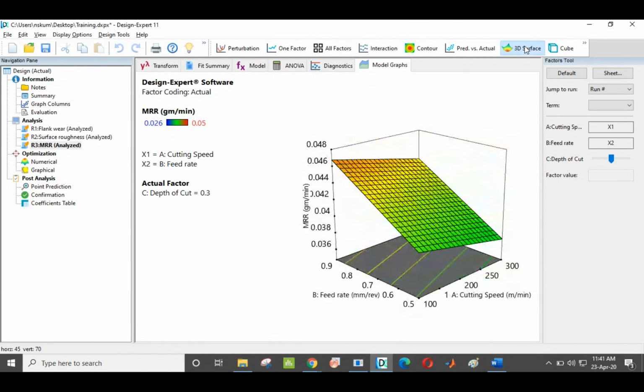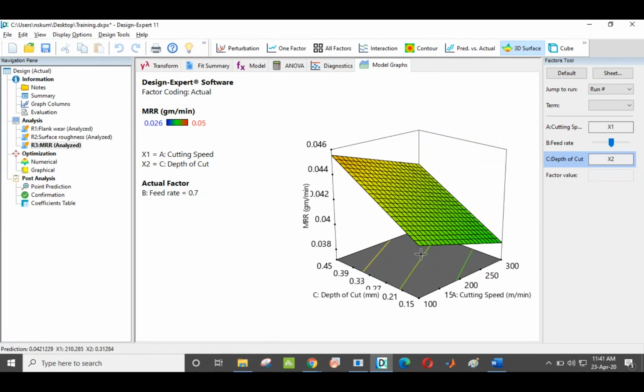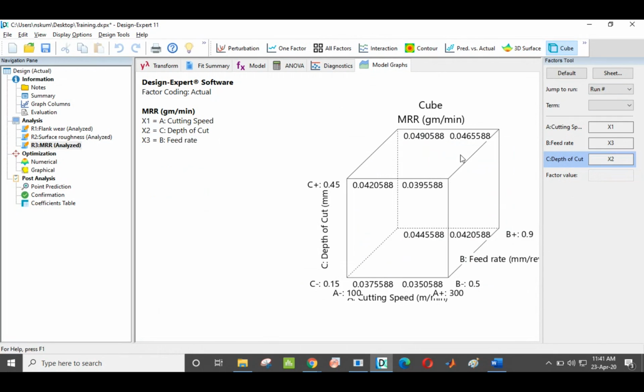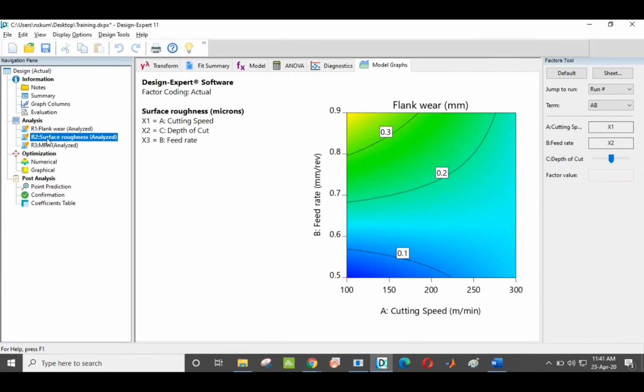Then 3D surface. It is very linear. With increase in cutting speed, MRR tends to reduce. With the increasing feed rate, MRR tends to increase. Now depth of cut, I am going to right click, change it to X2. So depth of cut also has the same condition. With higher depth of cut values, MRR tends to increase. Then the cube also I can determine. So here I have analyzed all my 3 inputs.